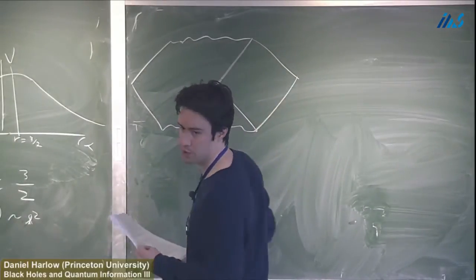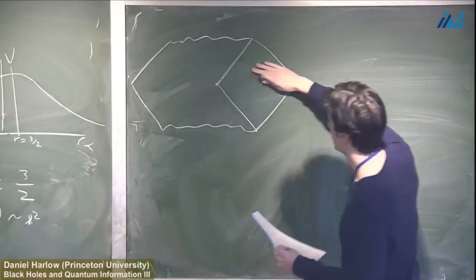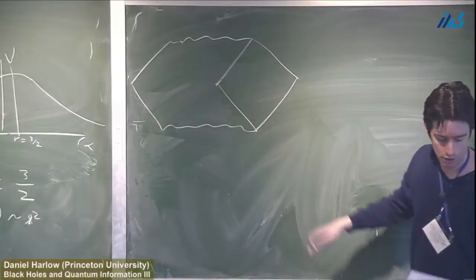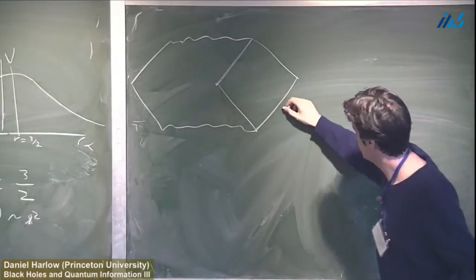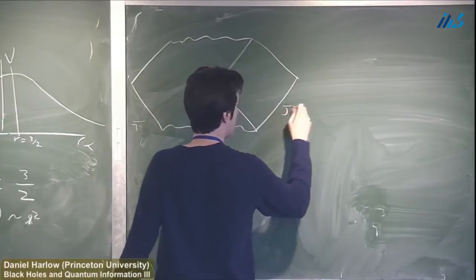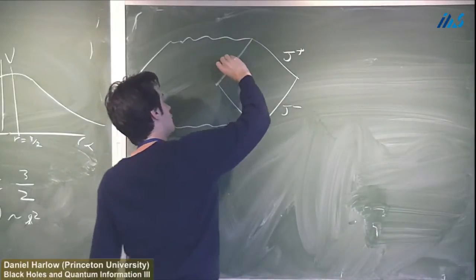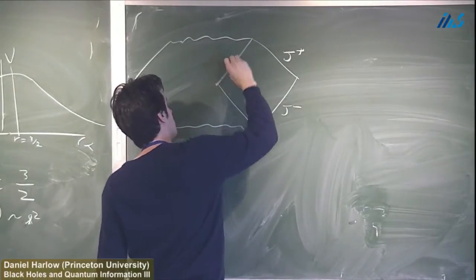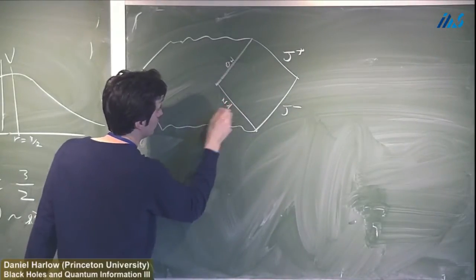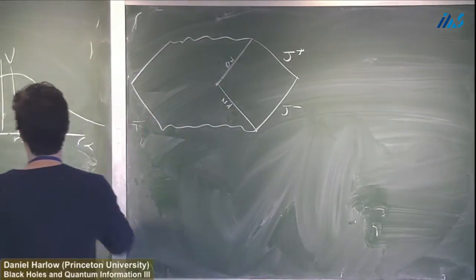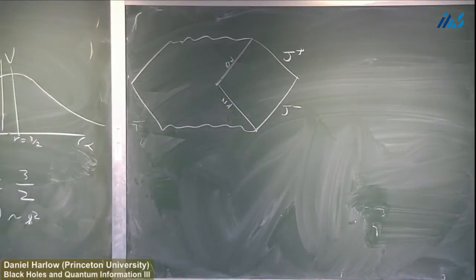So far we haven't put in the infalling shell yet, and we're just looking in this region. In this region there's a J minus here, there's a J plus here, and then there's a sort of black hole horizon here, and what's called the white hole horizon here. So then if you look at this potential, let's figure out what everything means.